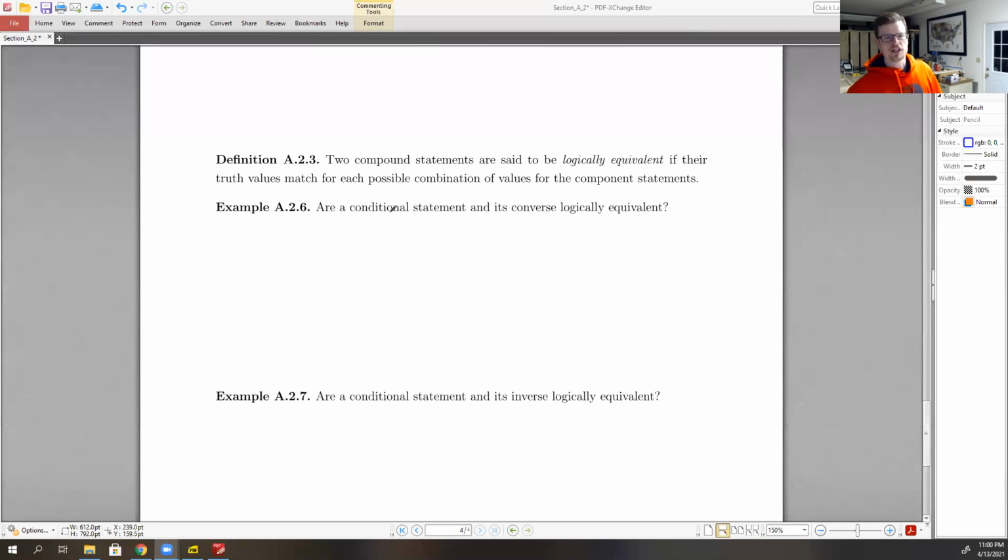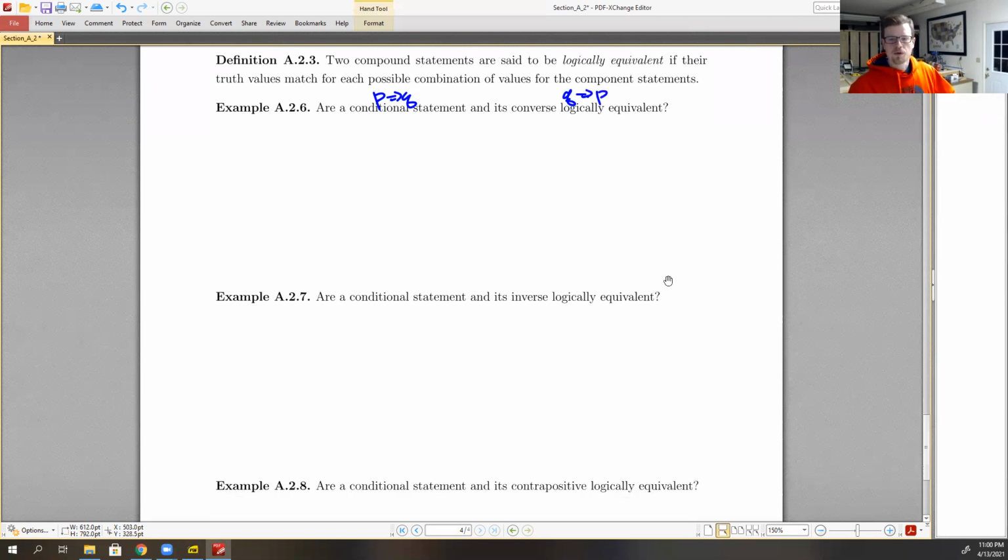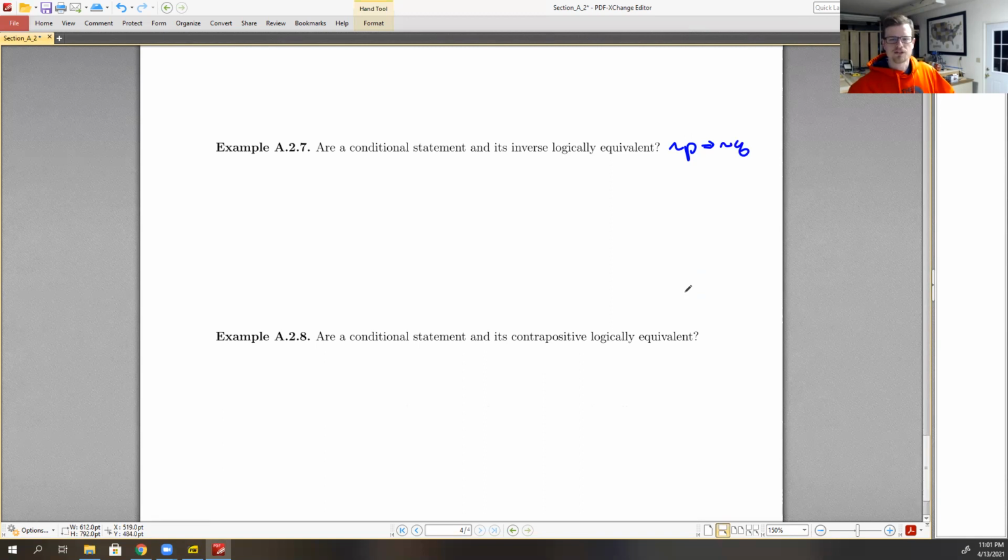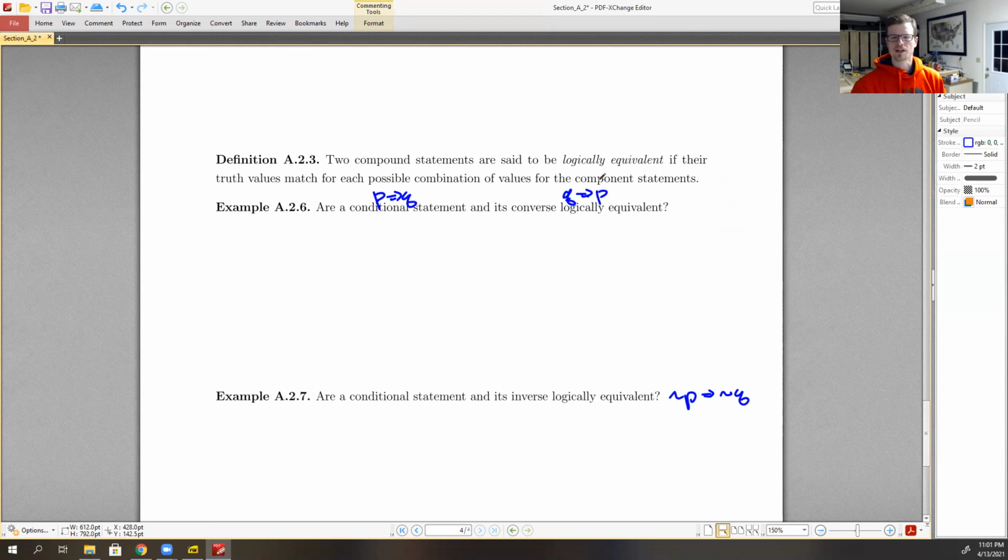So for the conditional statement, we're going to consider P implies Q in each case. For the converse, it would be Q implies P. For the inverse, we are looking at not P implies not Q. And for the contrapositive, we are looking at not Q implies not P. Okay. So we want to see if this is equivalent to P implies Q, or this, or this.